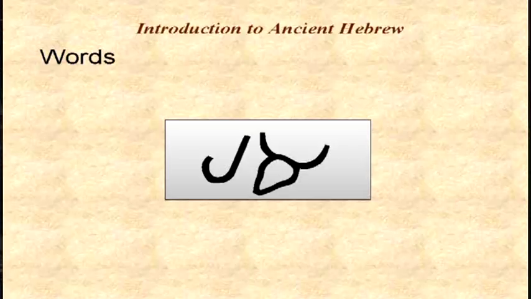What's this word? Al or El. Very good. This is the Hebrew word that's often translated as God. We're going to take a look at this word in a little more detail tomorrow. But we have the ox, which is strength, and then we have the lamed, which is a picture of a shepherd's staff. Shepherd's staff represented authority. So the strong authority. Who's our strong authority? El.